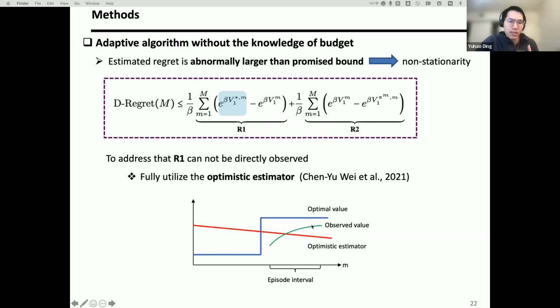Because in a stationary environment, our observed value should always be below this optimistic estimator. And whenever this crossover happens, it helps us detect the non-stationarity of the environment. And after the detection of the non-stationary environment, we can restart our estimation of the environment, of the model.